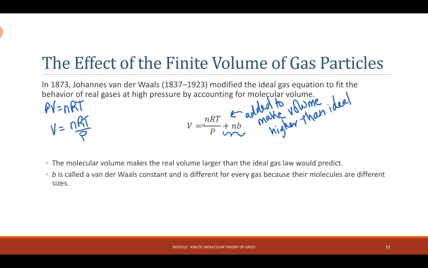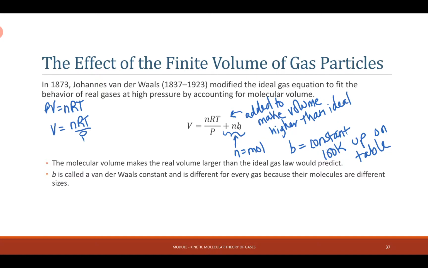So we have our volume is going to be a little bit more than ideal. And so this N here is the moles. And B is a constant that you're going to look up on a table. And so that B here does depend on the identity of the gas.